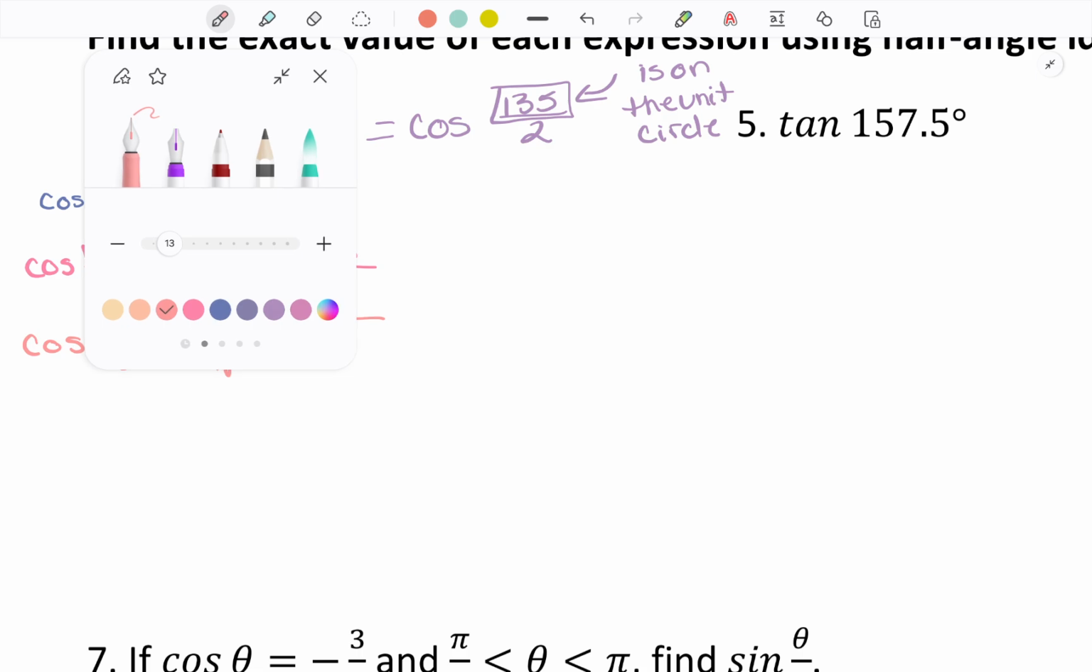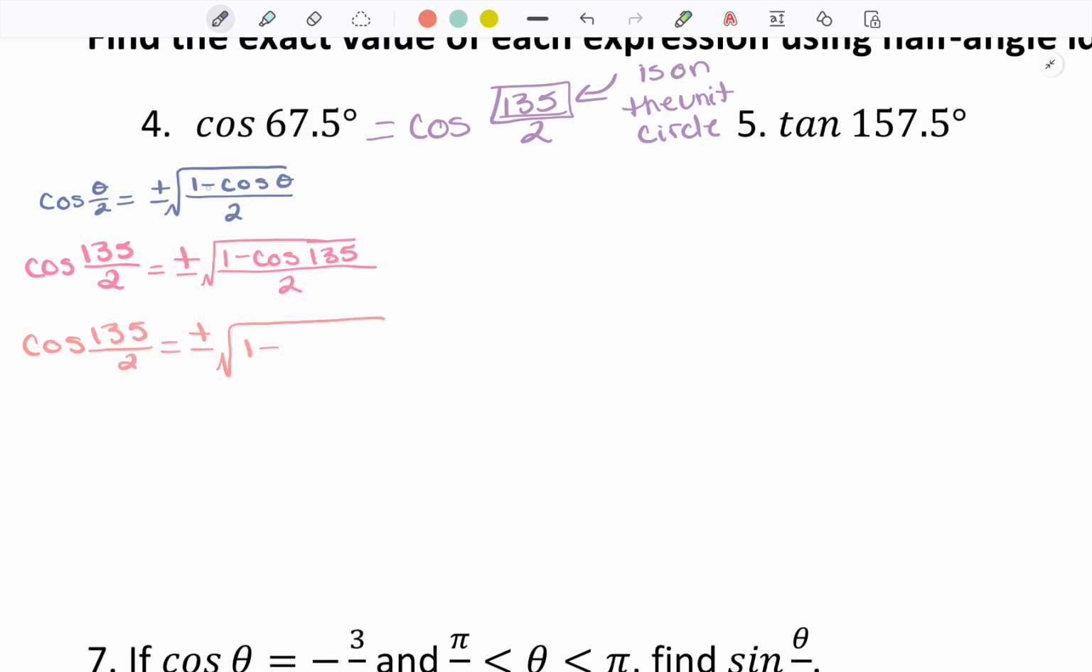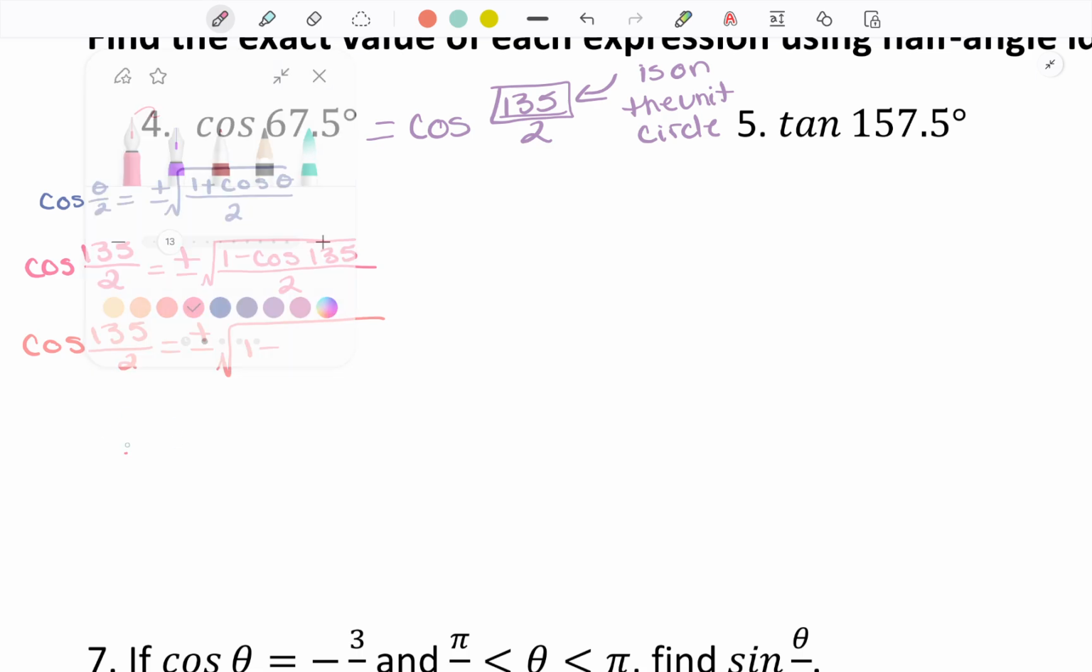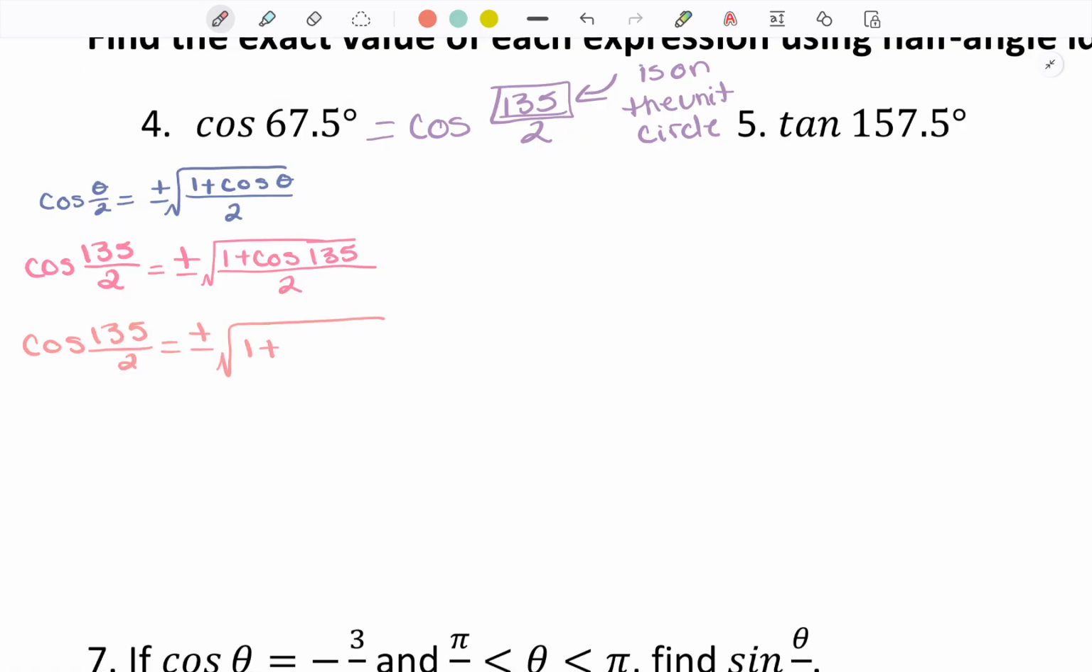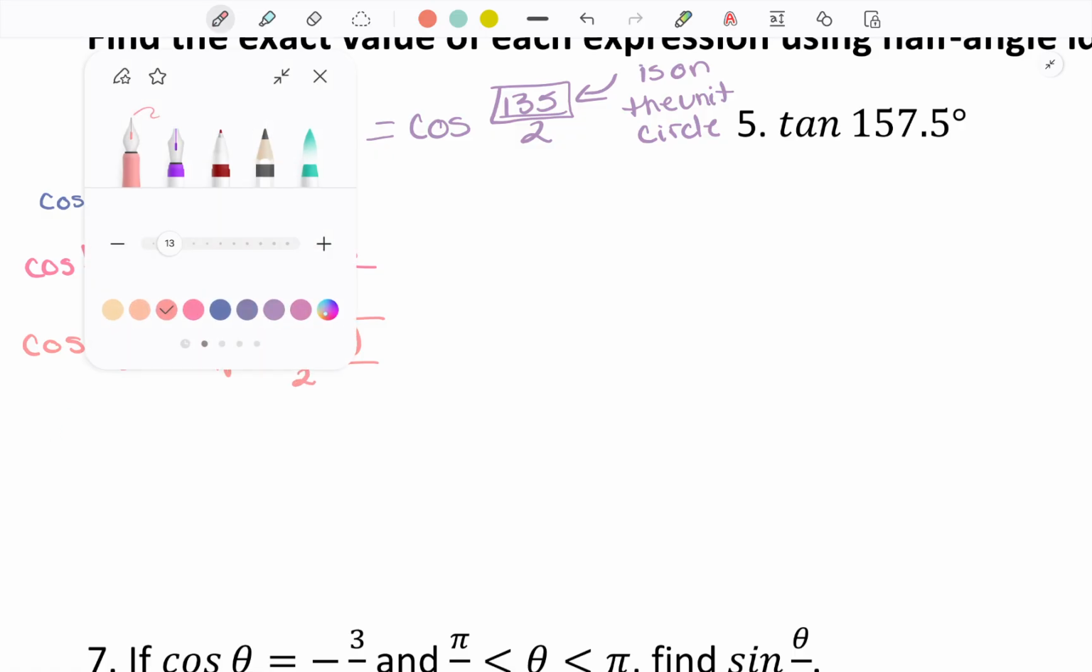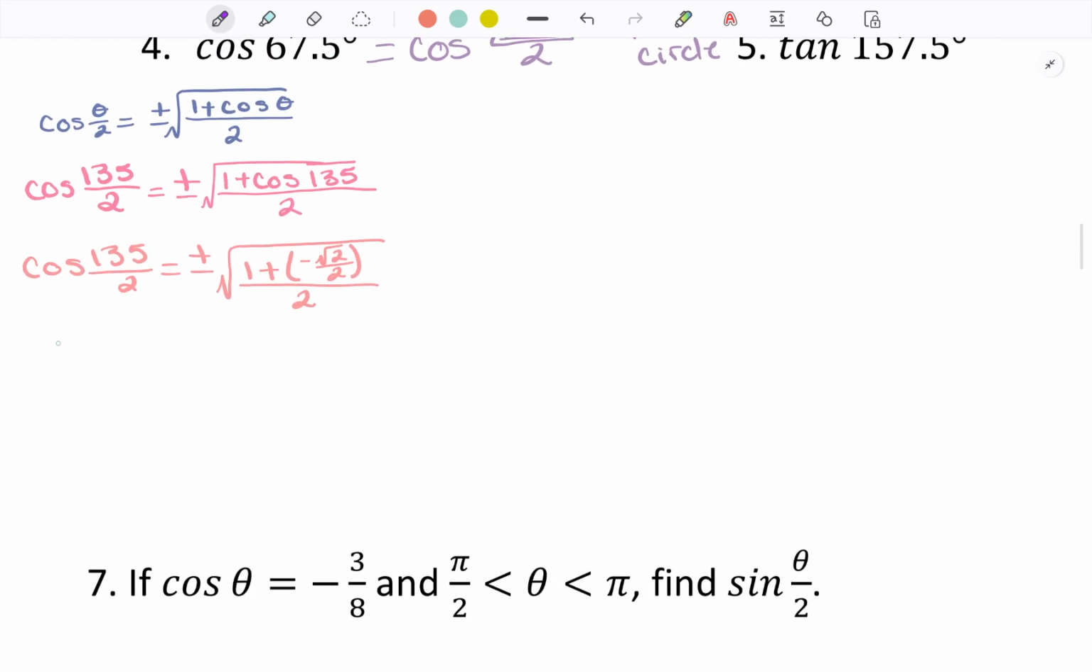I think I totally miswrote that, because that should be plus. And then we have that negative square root of 2 over 2. I think I was thinking about that becoming negative. So now we have the cosine of 135 over 2.